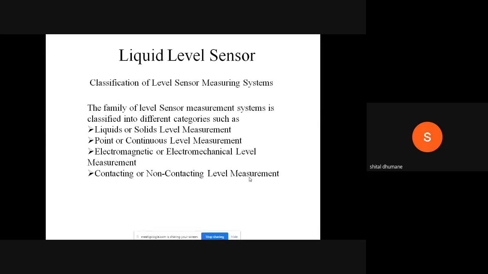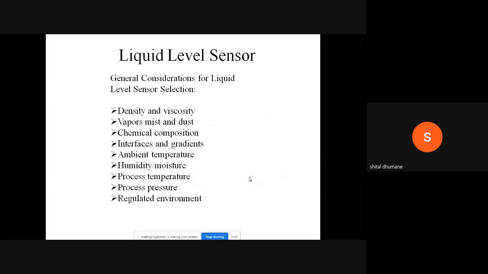Generally, what should we consider for level sensor selection? How can you select a particular liquid level sensor? You should consider these parameters: first, density and viscosity; then vapor, mist and dust, chemical composition, interfaces and gradients, ambient temperature, humidity or moisture, then process temperature, process pressure, and regulated environment. One has to consider all these parameters while selecting a liquid level sensor.